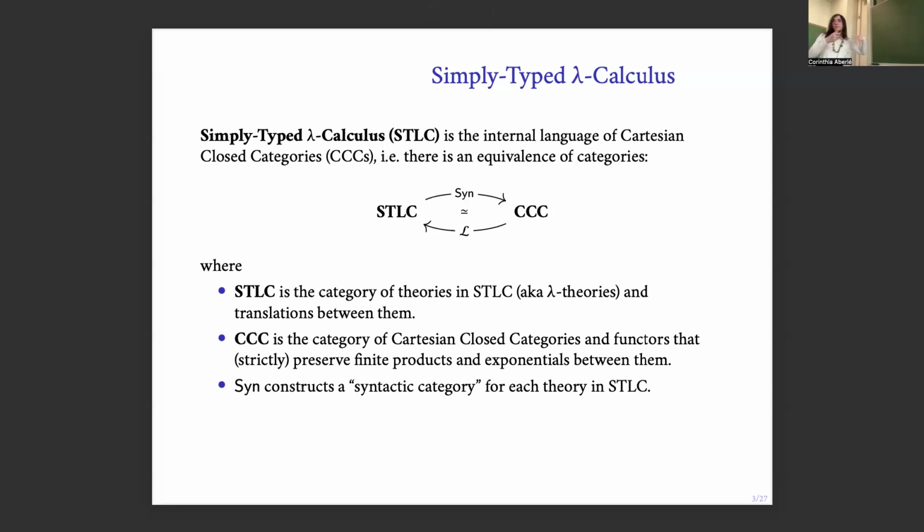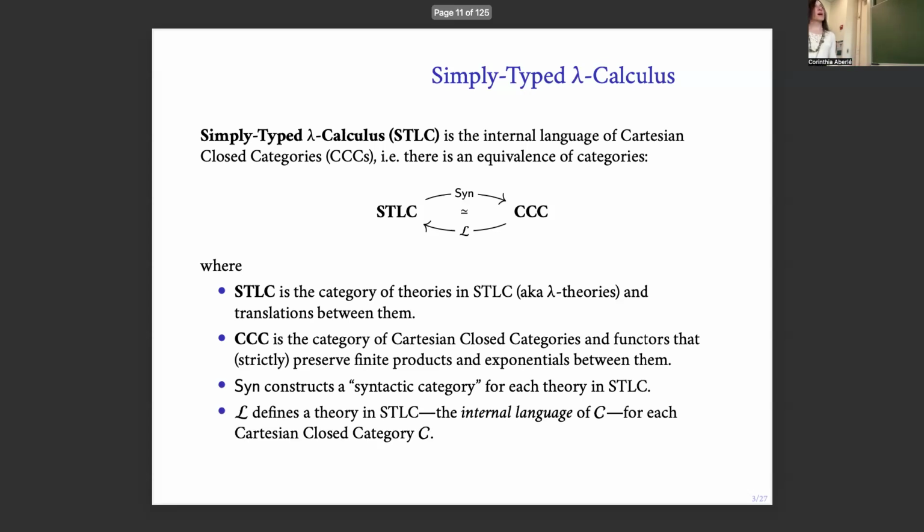So you take your simply typed lambda calculus, you take the syntax of it, and you build a category out of that by basically quotienting all the syntax by the equations you have in your theory. And that category is automatically Cartesian closed, where the exponentials come from function types and the products come from product types, as you would expect. And then L defines a theory in simply typed lambda calculus for each Cartesian closed category, and that's the internal language of that Cartesian closed category.